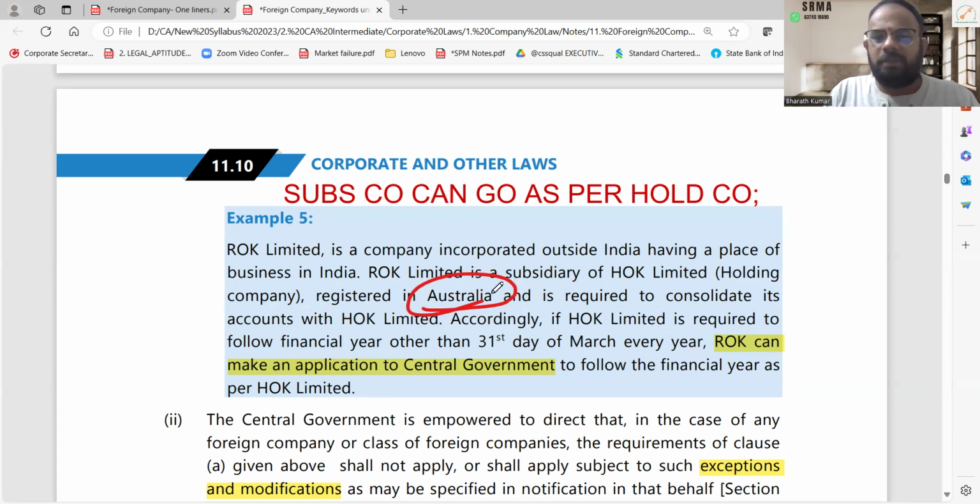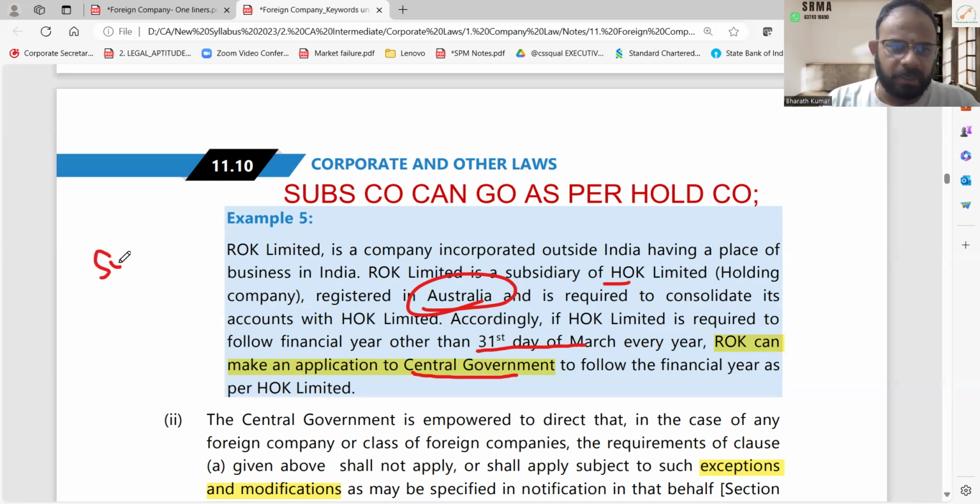So they wanted to consolidate with the HOK. HOK is your holding. So holding, H is holding. Accordingly, if HOK Limited is required to follow a financial year other than the 31st day of March every year, which has a place of business in India, ROK can make an application to the central government to follow the financial year as per HOK Limited. Because in Australia, it is different, but it's a foreign company. So they should apply to the central government to follow the financial year as per the holding company.